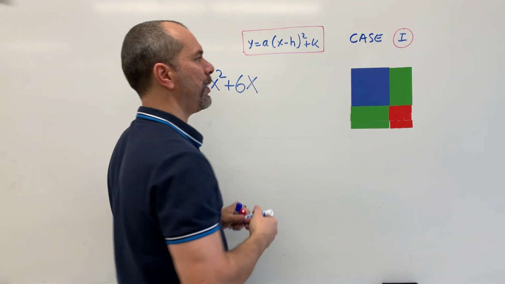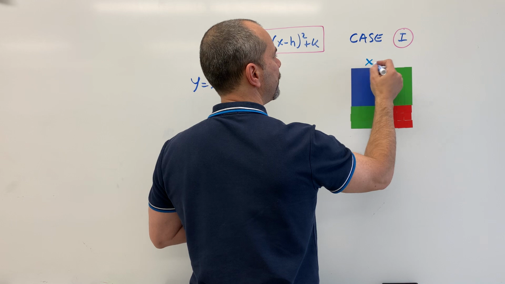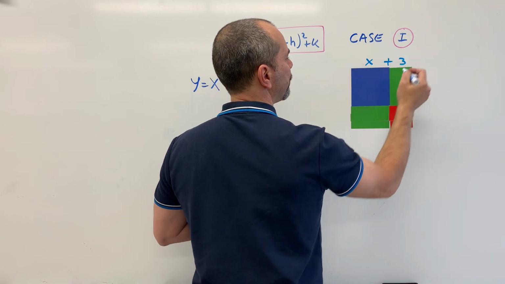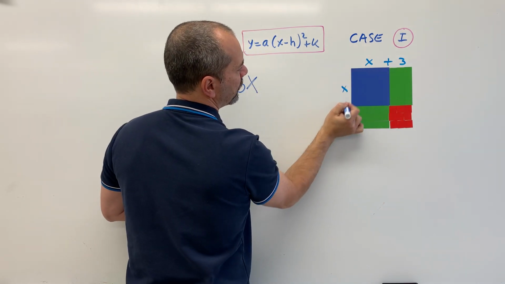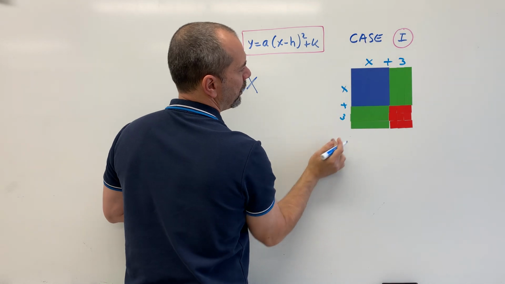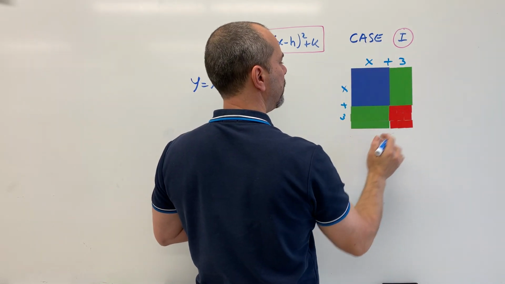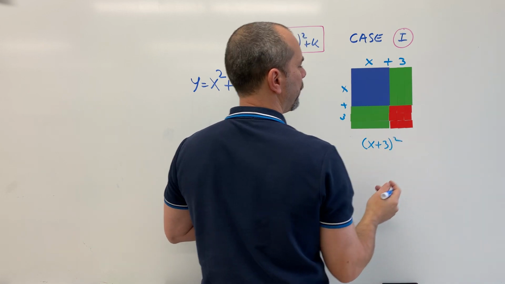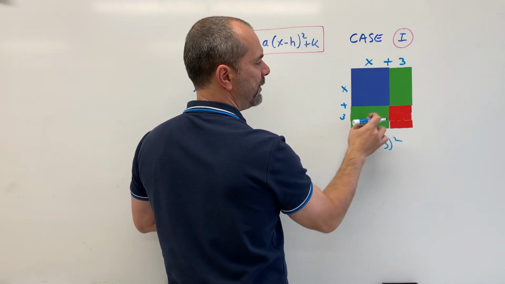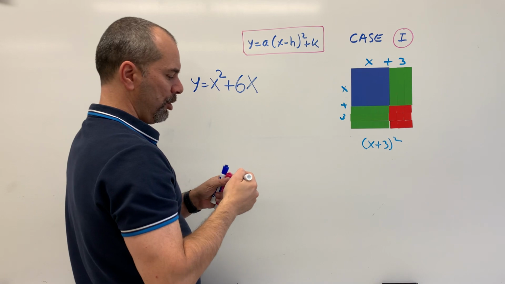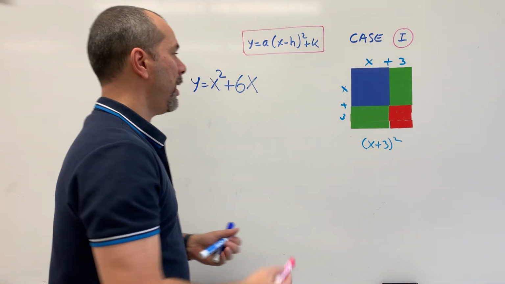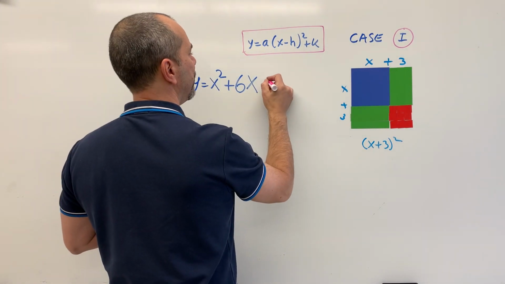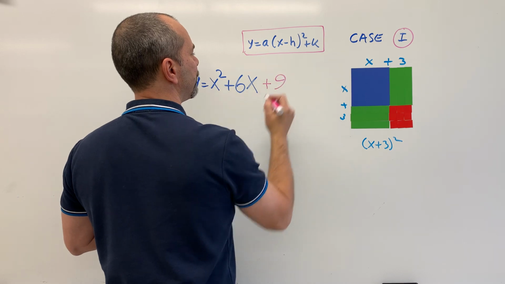How big is this square? Well, this side is x, and this side is 3. This side is x, and this side is 3. So it's x plus 3 times x plus 3. Oh, it's x plus 3 squared. And that's x squared, 6x's, and 9. So to complete this square, I need to add 9 to this expression.